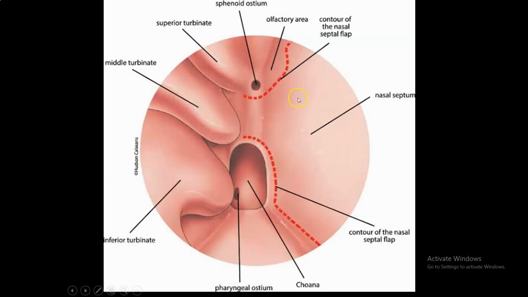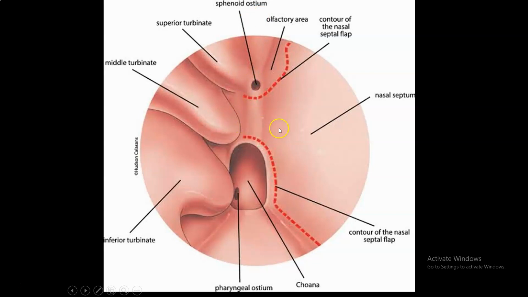So this is a view of the right side. We're going endoscopically. This is medial. This is the nasal septum. And you find here the inferior turbinate, the middle turbinate, the superior turbinate, and this is the floor of the superior turbinate. This is the posterior wall of the superior turbinate. Below the posterior wall, you find the sphenoid ostium.